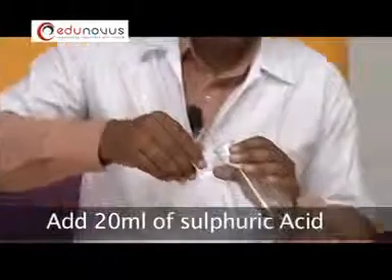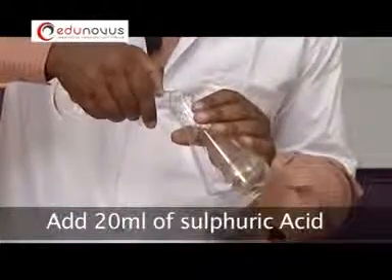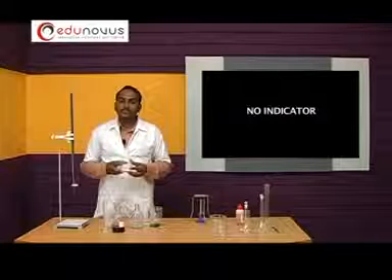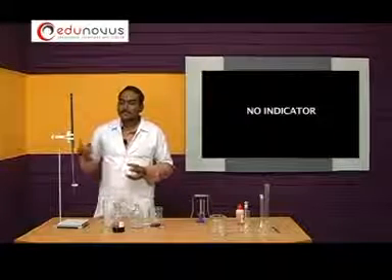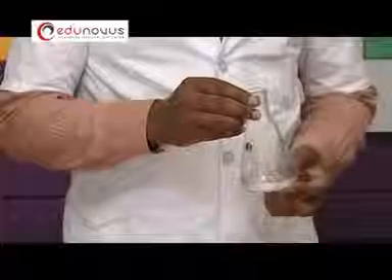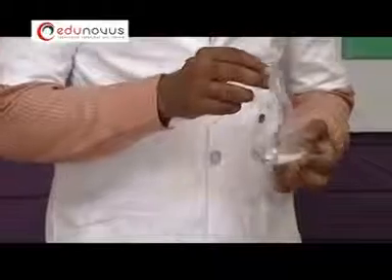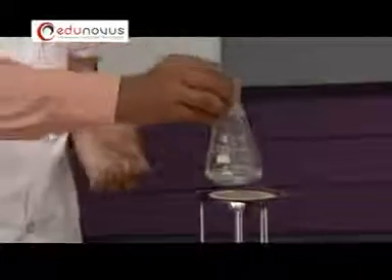Now, to this solution, add 20 ml of sulfuric acid. Here, there is no requirement for an indicator because the potassium permanganate by itself acts as the self-indicator. Now heat this solution by using a Bunsen burner at a temperature of 80 degrees centigrade.